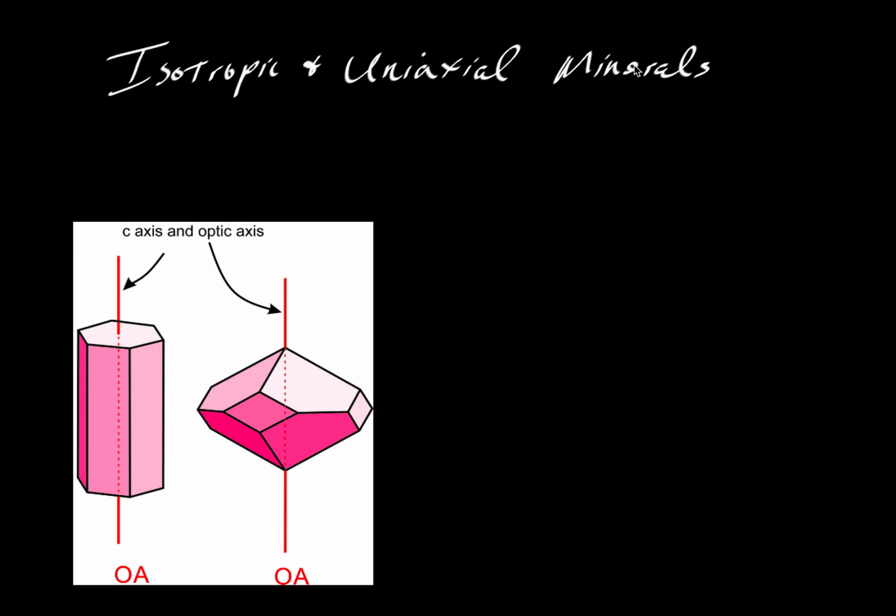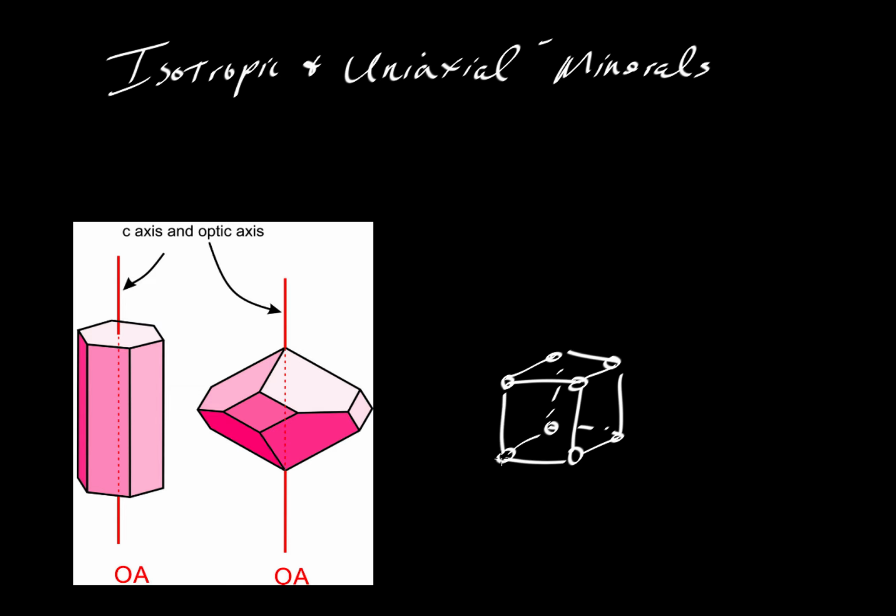Here we're going to take a look at both isotropic and so-called uniaxial minerals. We're going to deal with isotropic first because they're kind of boring. There's not much going on. Let's say we take any mineral that crystallizes in the cubic system, and well, why not? We will draw a cube.